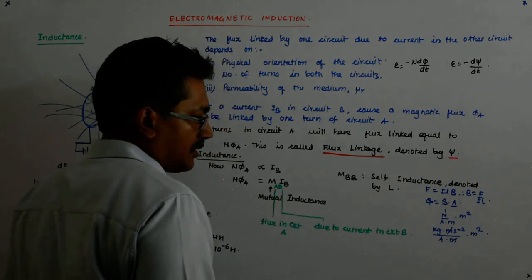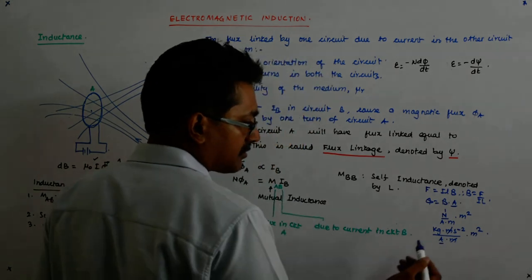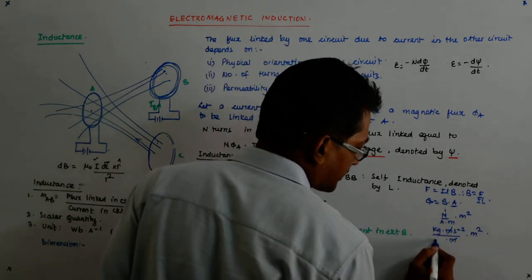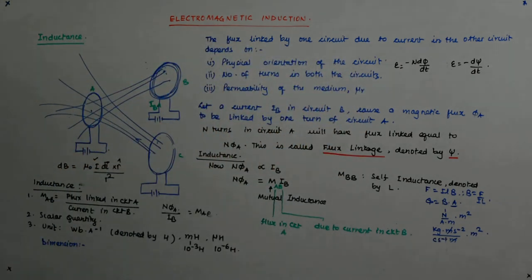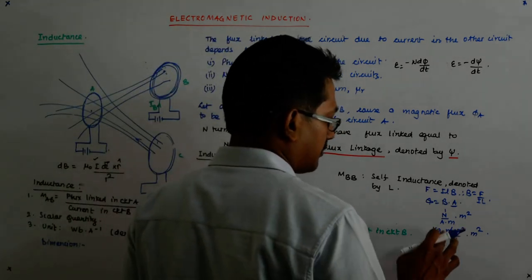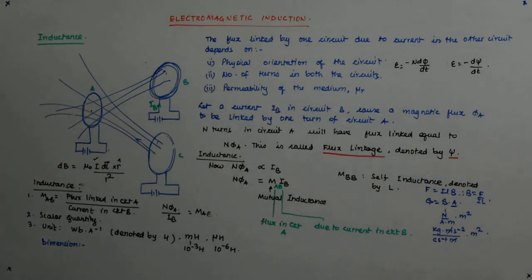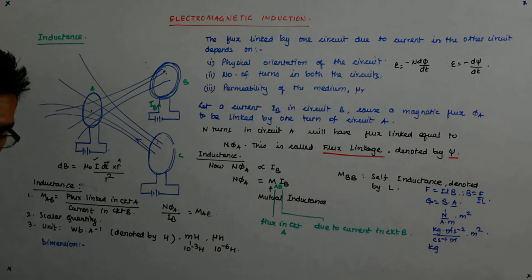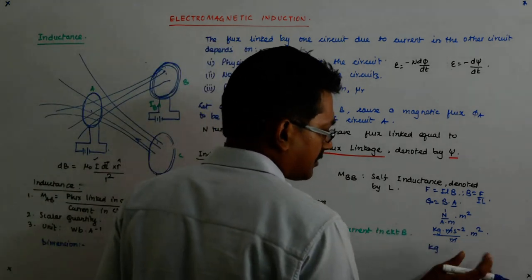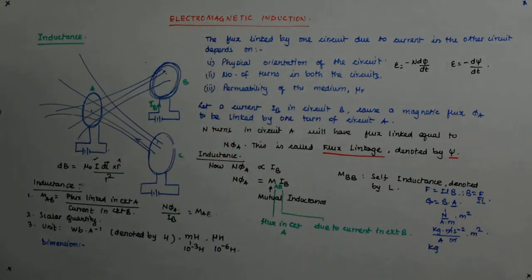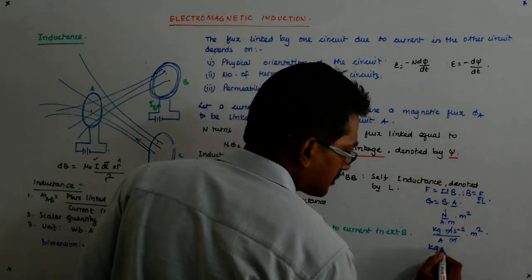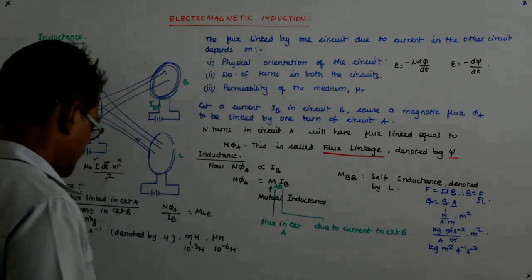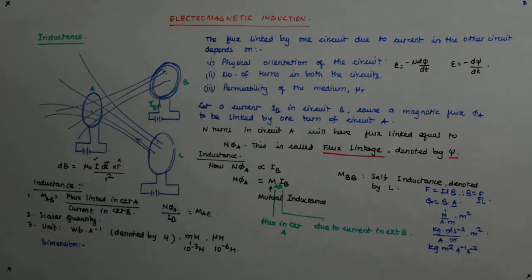Phi is B into A. So it is kg, and this is amperes, which is coulomb per second, right? So let me write coulomb per second. So what do we get? Kg meter square per second per coulomb. That is phi for you, right? Is ampere used in dimensions? Yes, ampere is used in dimension. So kg meter square per ampere per second square. And that gets multiplied by A to the power minus 1, is it not?